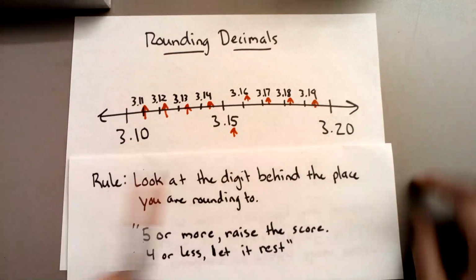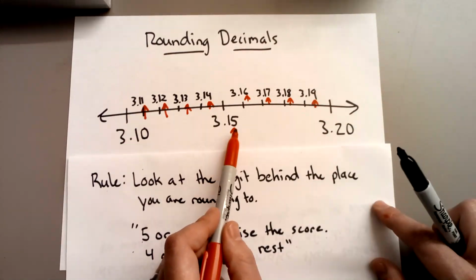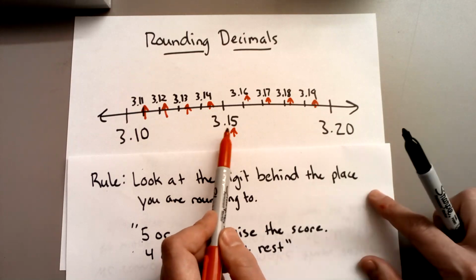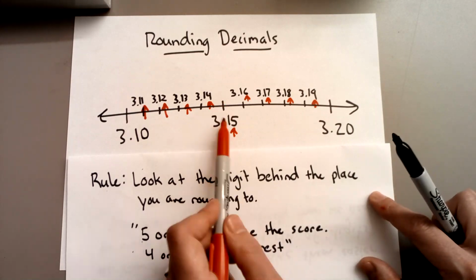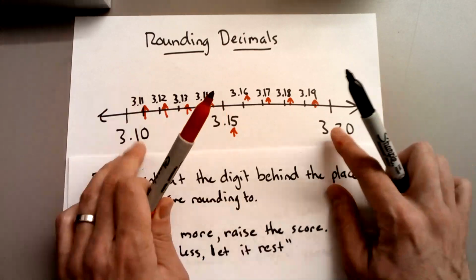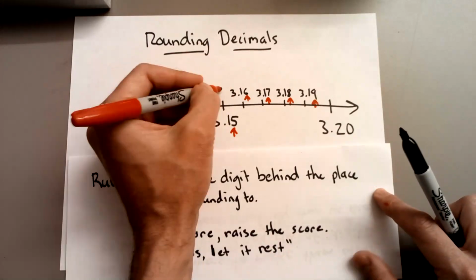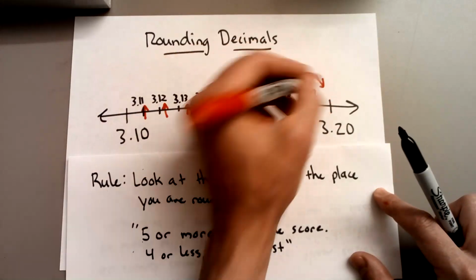Now you might be saying, wait. If that digit's 5, it's not closer to that, it's right in the middle. And you're exactly right. Mathematicians just had to make a decision. Sometimes we're going to get numbers that are right in between our two choices. What do we do with those? And mathematicians have just decided, well, from there, we're just going to round up.